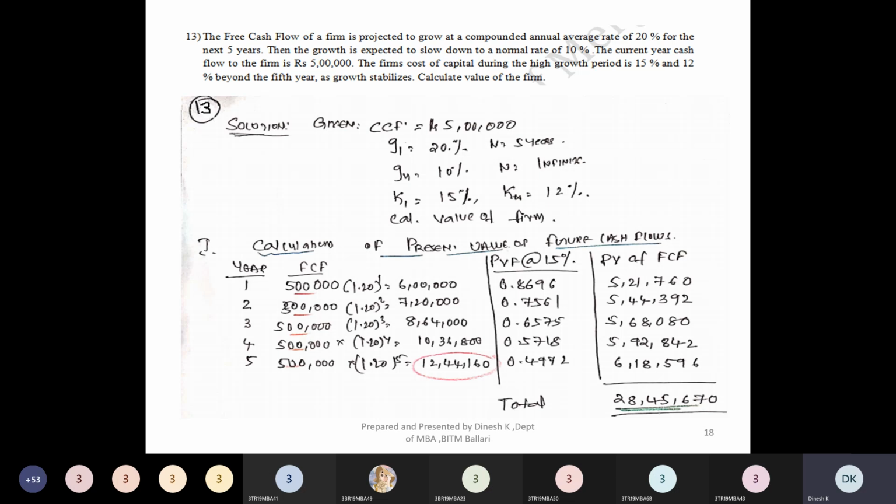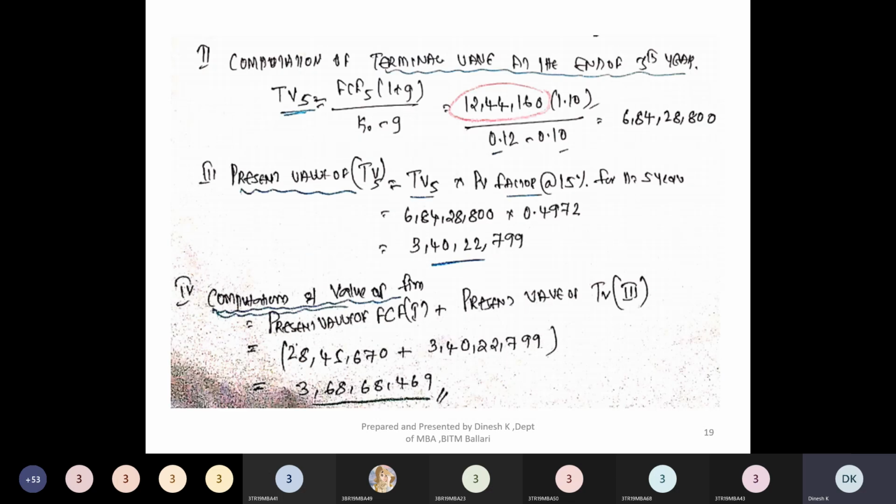Now let's move on to calculate that. First you need to calculate the selling price at the end of the 5th year. From the point of corporate valuation or firm valuation, you call that a terminal value. So for the companies, you call it the selling price of the company. We use the terminology called terminal value.